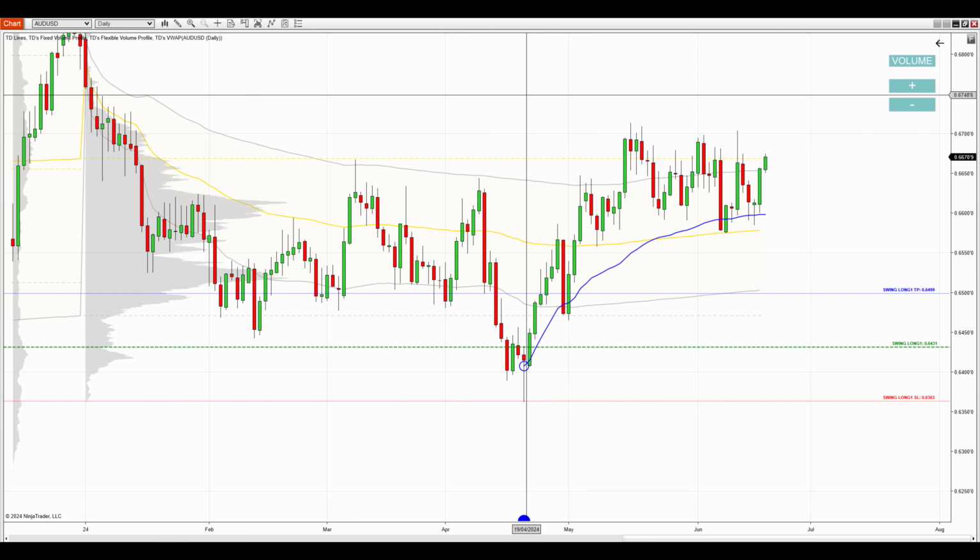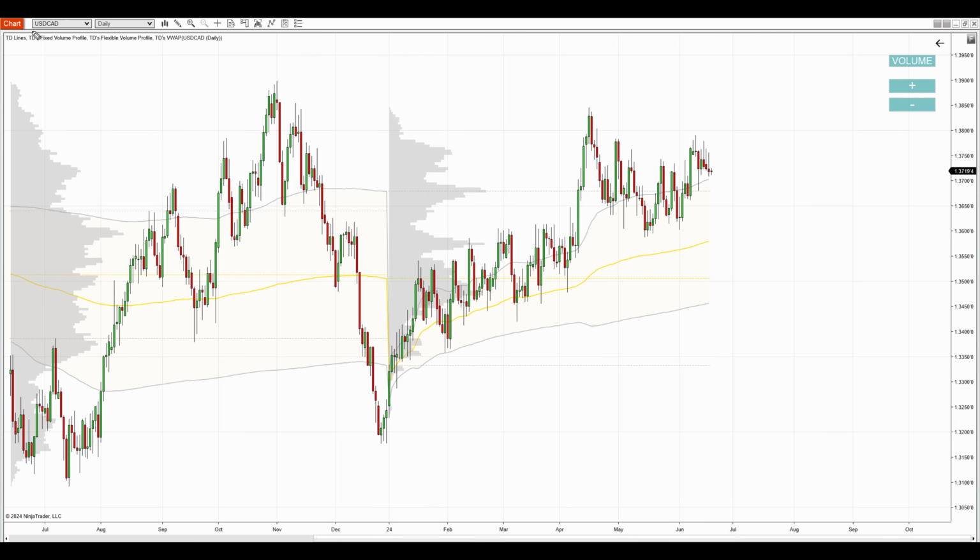And let me now show you the last example. That will be the US dollar, Canadian dollar. So this is the daily chart of US dollar, Canadian dollar. The example here is pretty straightforward. If you look at the chart, what stands out is this swing point, right?